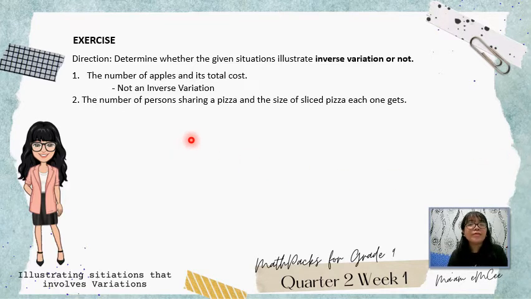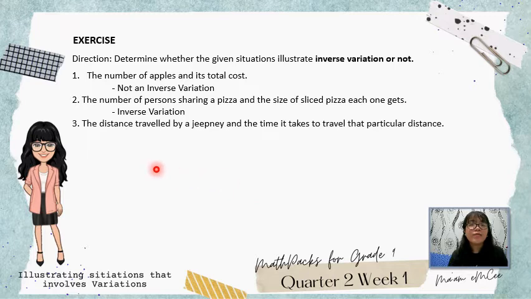Second, the number of persons sharing a pizza and the size of sliced pizza each one gets. So what do you think will happen if the number of persons sharing the pizza will increase? Will the size of the sliced pizza each one gets also increase, or will it decrease? Of course, the more persons sharing a pizza, the smaller the size of the sliced pizza each one gets. So this is an example of a situation illustrating inverse variation, because as the number of persons sharing the pizza increases, the size of the sliced pizza each one gets decreases.